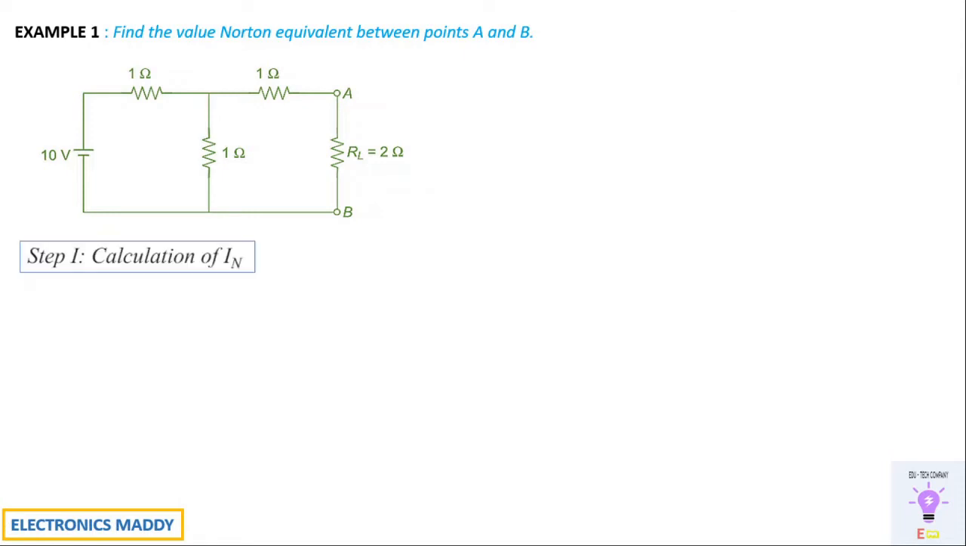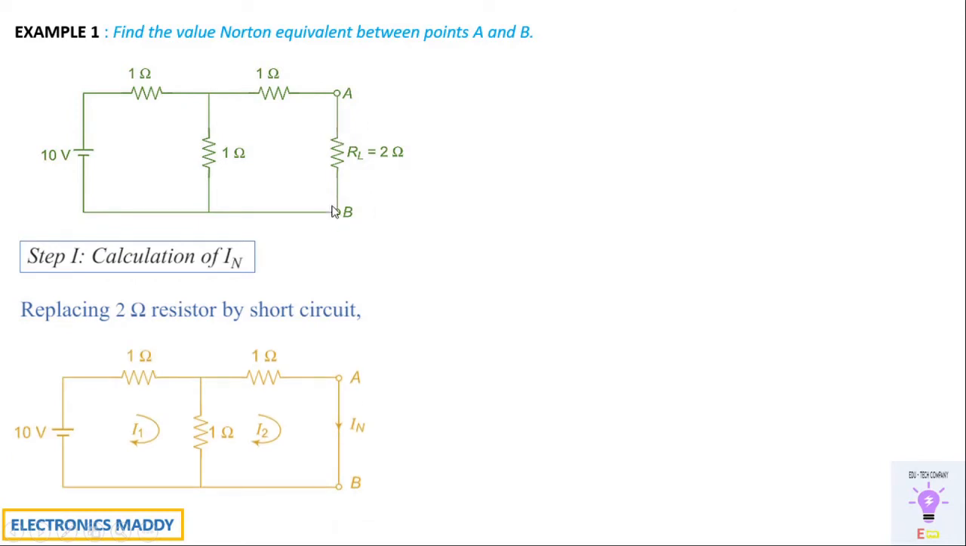So our first step is to calculate the value of IN. How do we do that? By short circuiting the terminals AB. So the 2 ohm resistor will be replaced by a short circuit, and we will find the value of IN by applying KVL in this case. I'll be considering the direction of current in the clockwise direction. I've considered it to be uniform throughout the meshes. There are two meshes or two loops in this case.